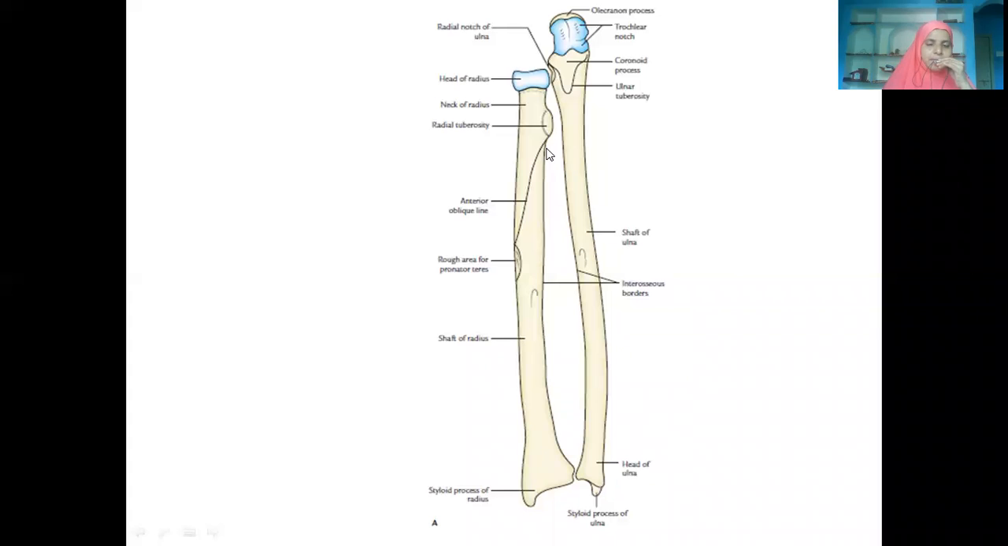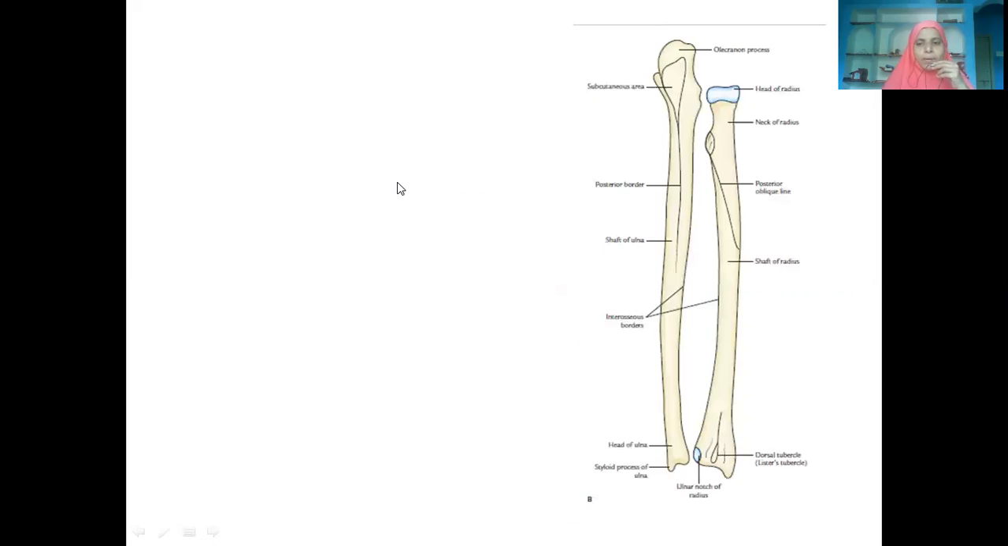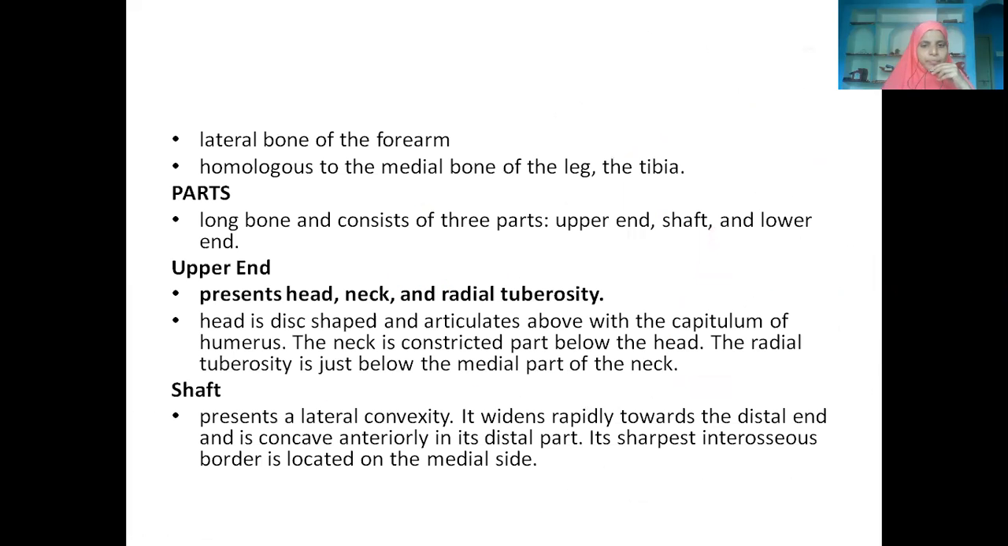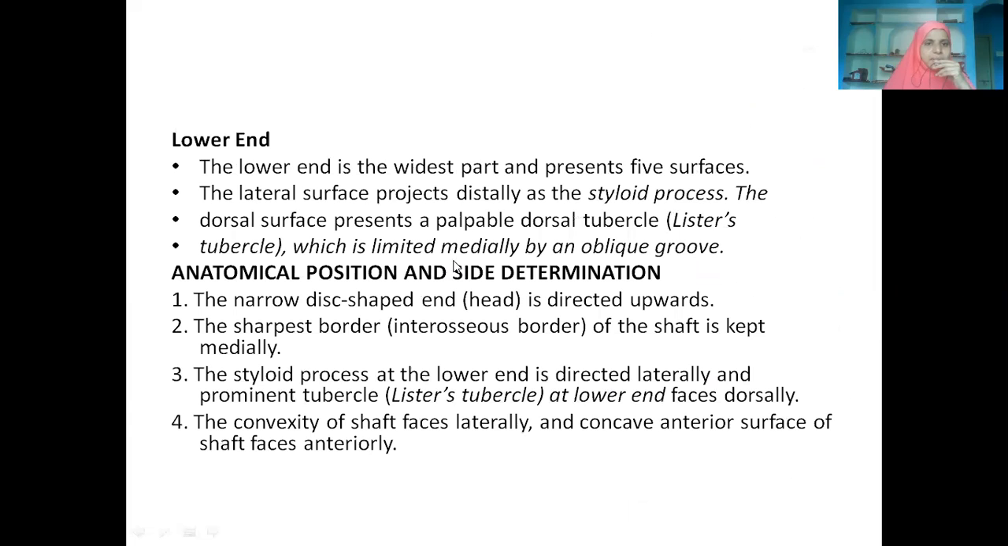So for the radius, towards the radial tuberosity, we have the medial border. Away, the more convexity, whatever you are finding, is the lateral border. Between the medial and lateral borders, there is one line which is called the anterior oblique line. That's what is written here. So the medial border is the sharpest border, which is also called the interosseous border.